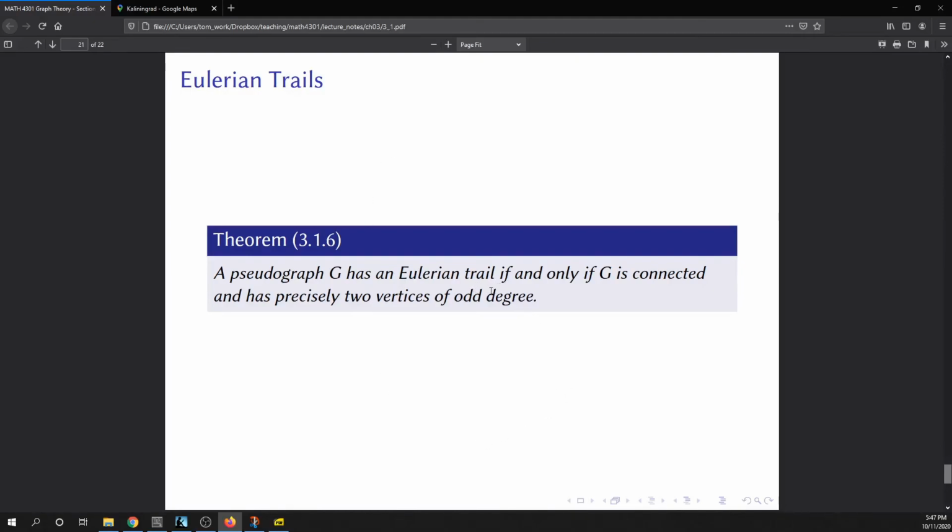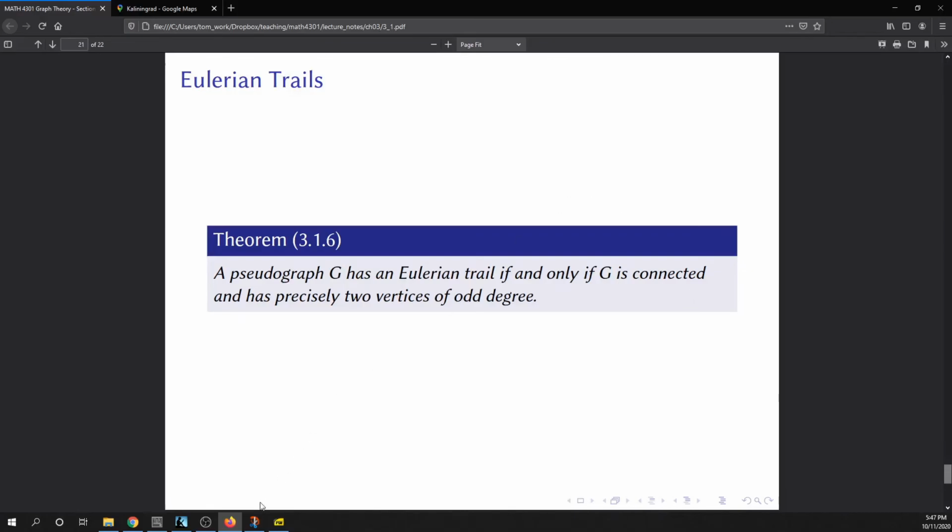So with a trail, it's really similar to that. But if you have only two vertices of odd degree, then if you start at one of those vertices of odd degree, you might never need to come back to it. If you do need to come back to it, then you have an even number of edges left. And then that other odd-degree vertex, with that one leftover edge, you're going to use that to end the trail.